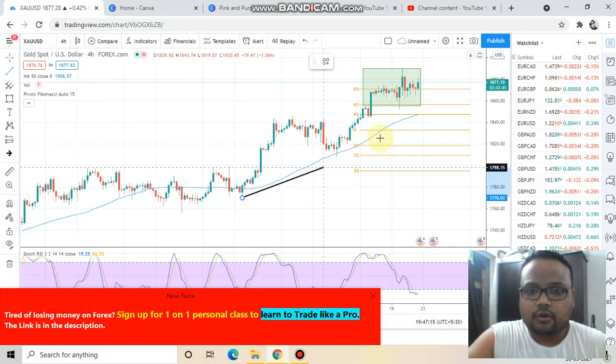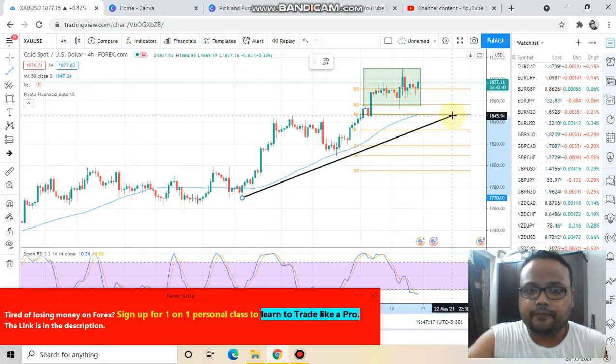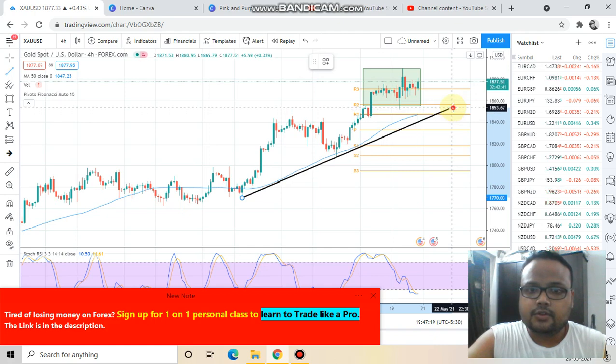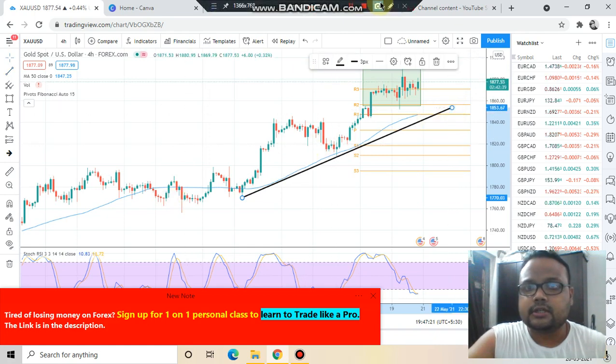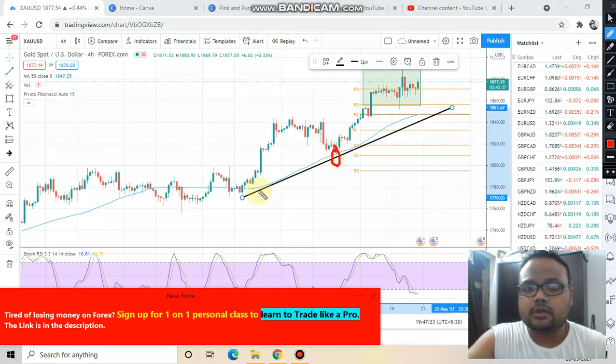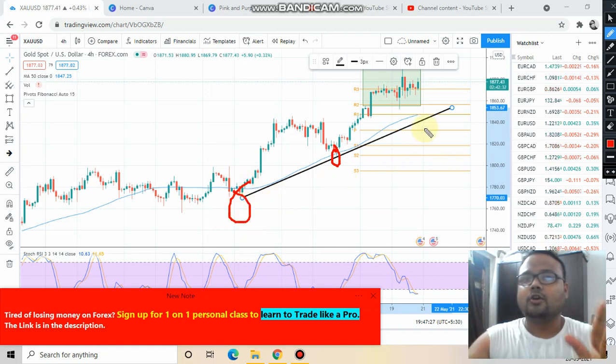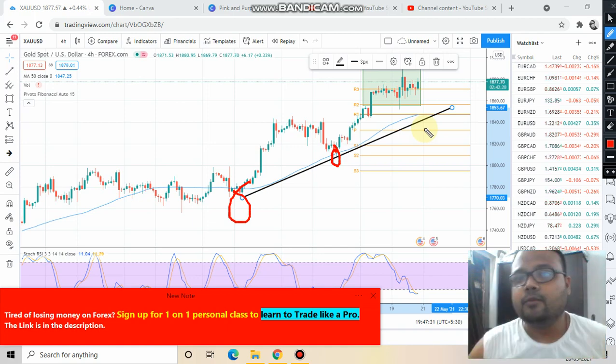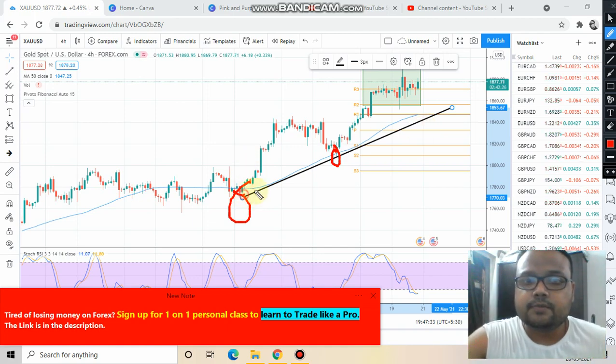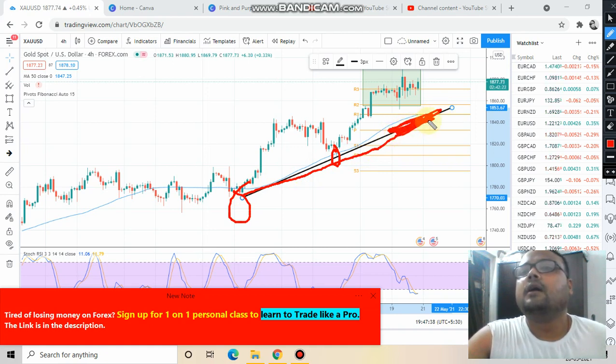And we can also draw a line here. If I connect these two lows, then we are also getting a trend line here, and trend line is almost running parallel to the 50 moving average. Therefore this particular portion is a good amount of support to the market.